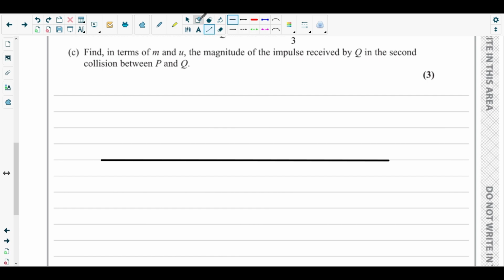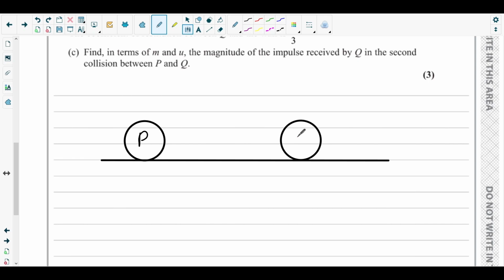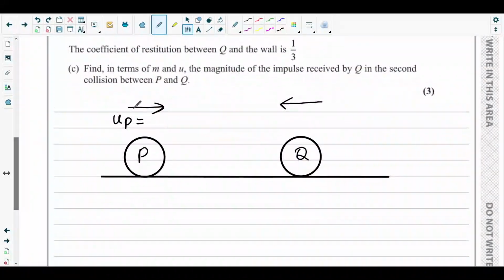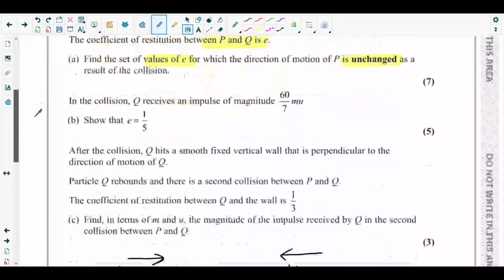So this is the straight horizontal plane. Here the particle P is moving and here the particle Q is moving. This is particle P, this is particle Q. Particle P is moving in this way and particle Q is moving the other way. So the initial speed of particle P, that is UP, is given as 2u, and the initial speed of particle Q is given as thrice of u.